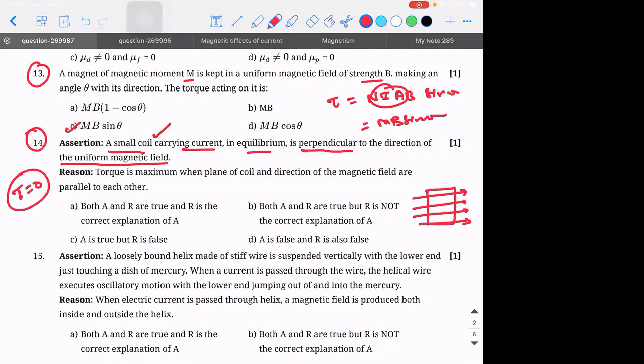Okay, let's read the next one. Torque is maximum when the plane of the coil and the direction of magnetic field are parallel to each other. Because see, the first point alone I'm not able to get. There is a small current carrying coil. It is perpendicular to the direction of the uniform magnetic field. Yes, it is in equilibrium. See, I'll show you that. I'll switch on the video and show it to you. I'll explain what they're trying to do.